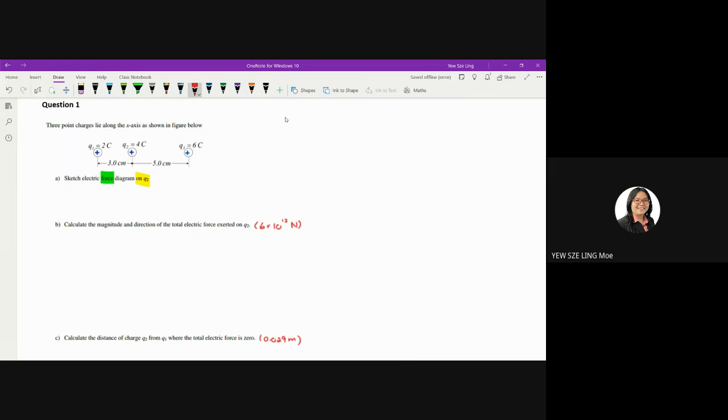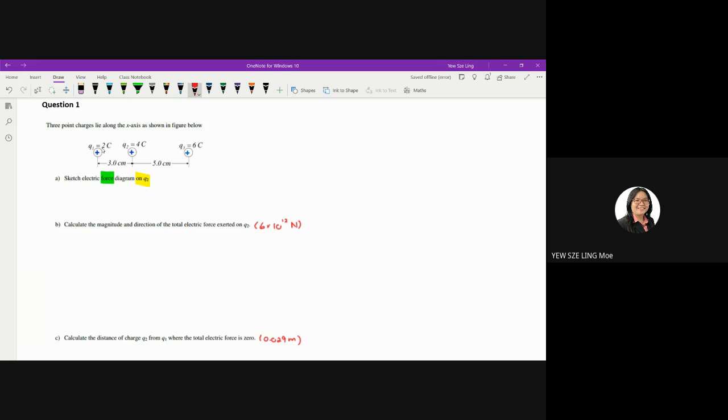So how? When it comes to force, remember, you need to check the relationship between two charges. You want to see what happens between Q1 and Q2 and also between Q2 and Q3, right? So you cannot determine the directions of the force based on just one charge, okay? Solely based on just one charge. Cannot. You need to look at two charges, whether there's an attractive force between them or a repulsive force between them.